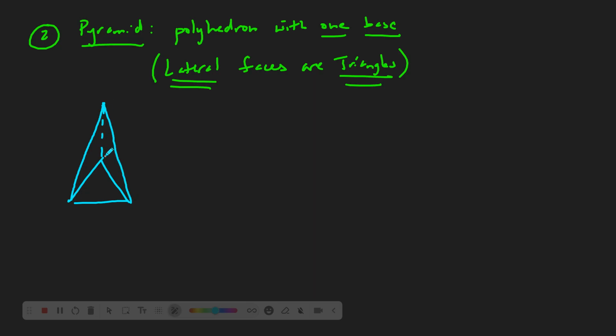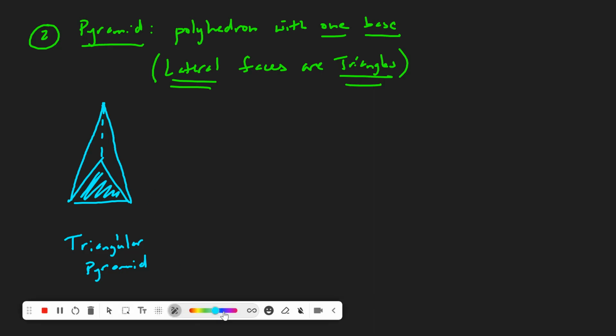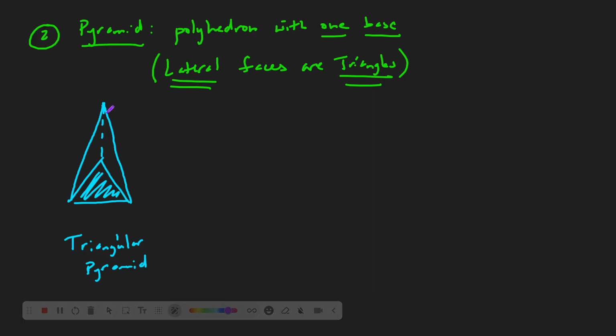Now a triangular pyramid is hard to see, okay? But it is there. So this is a triangular pyramid. Now again, in this picture, the base, that triangle, is shaded. And if you look at the lateral faces, if I highlight this one, 1, 2, 3 sides, it is a triangle. So that's why all the other faces are triangles.